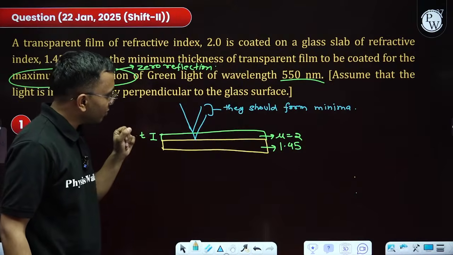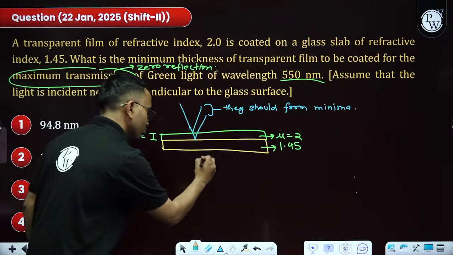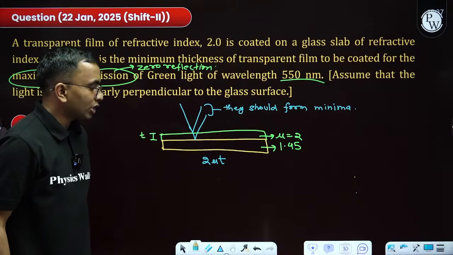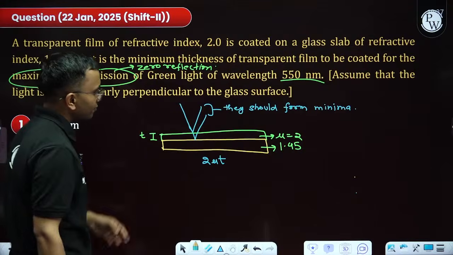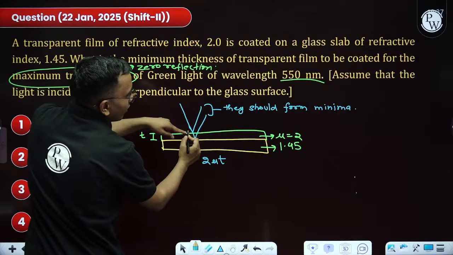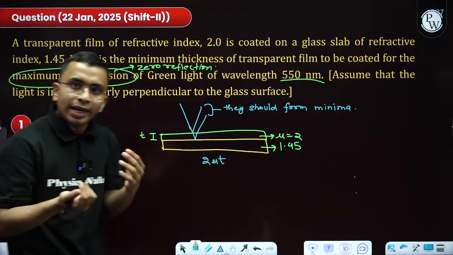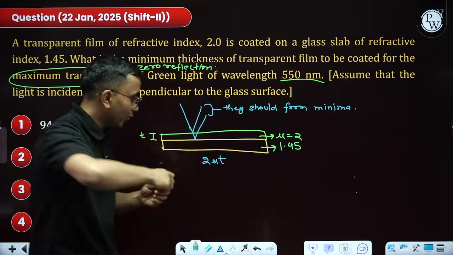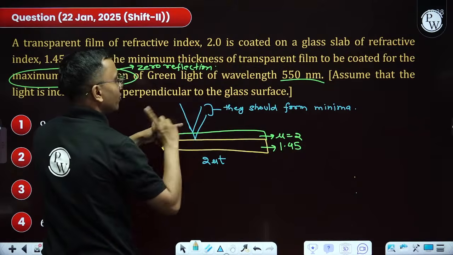What is the path difference between the two? You may say the second is traveling 2 mu t, so the path difference is 2 mu t. You may say for minima, this 2 mu t should be equal to lambda by 2. But no. Why? The upper ray is reflecting from a denser surface, the lower is reflecting from a rarer surface. When light reflects from a denser surface, an additional phase difference of pi is introduced. The upper one has an additional phase difference of pi, the lower one does not.